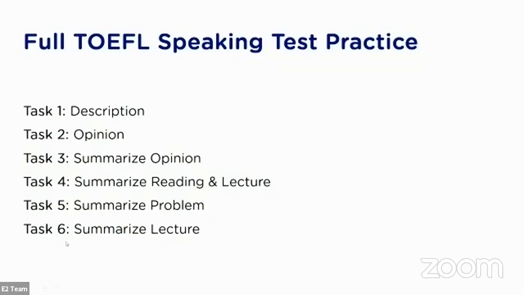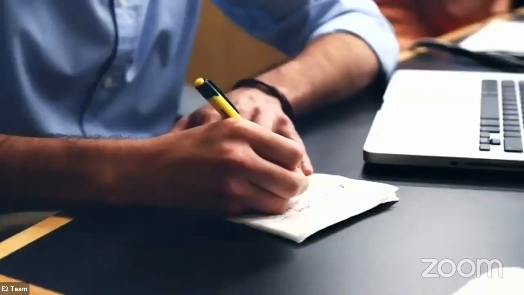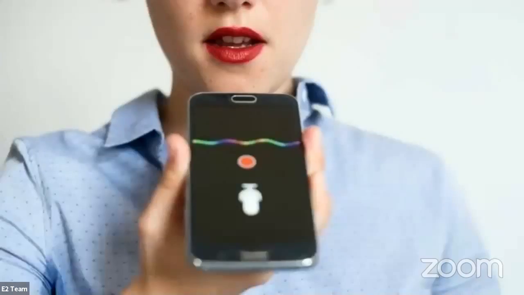So these last 4 tasks are integrated. That means you're either going to have to listen to something, a conversation or a lecture, or read a short passage and listen to something and then speak. All right, so you need to get ready. You're going to need a pen and paper to take notes as you listen. And you're also going to need your phone for voice recording. So you want to actually record your responses so that you can listen back to them later.